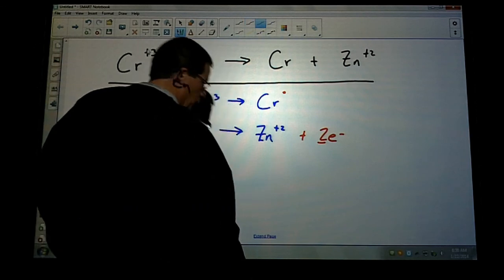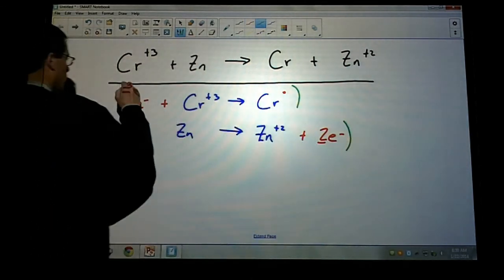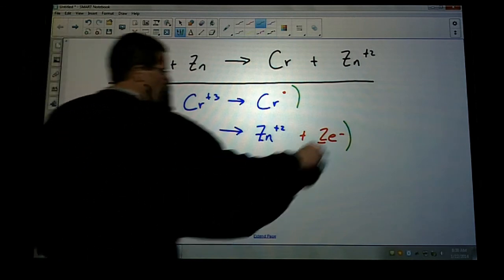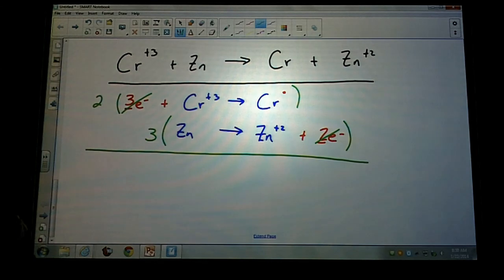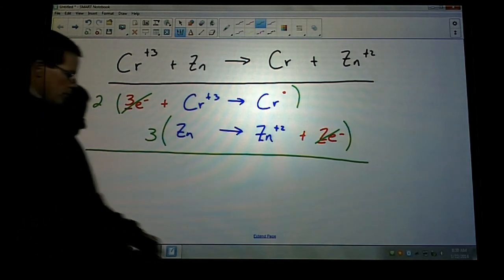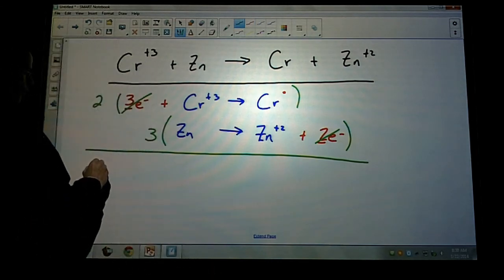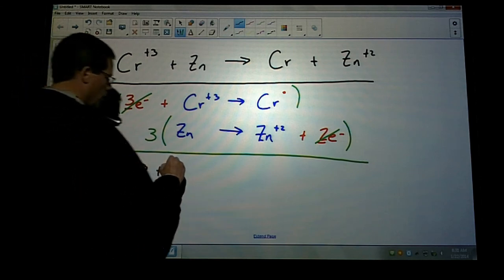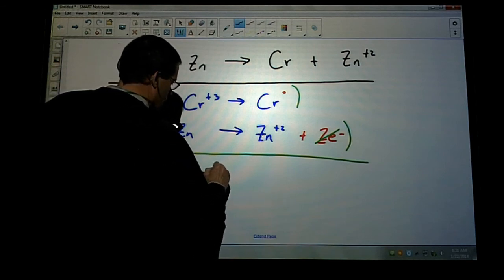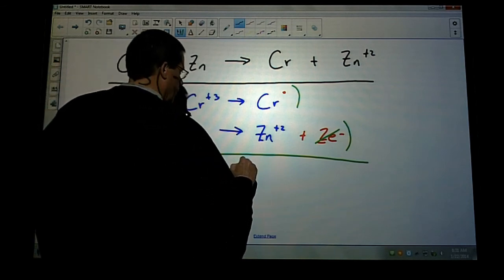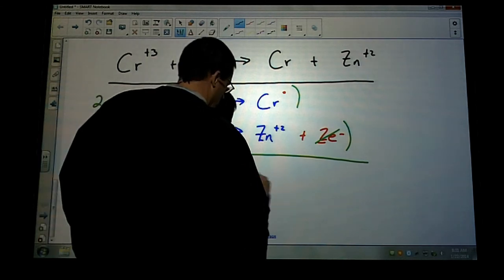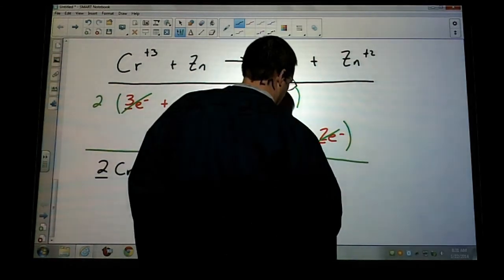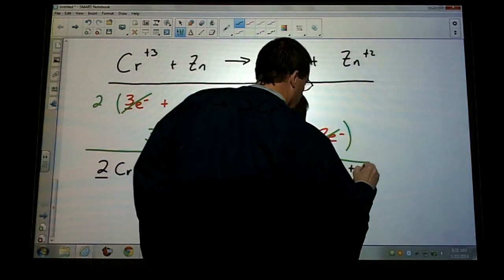Do we have the same number of electrons on both sides? Nope. So we need to multiply them up. So we're going to multiply the bottom by 3 and the top by 2. So the electrons are gone. And then, how would this look? 2 Cr plus 3, good, plus 3 zincs, no charge, plus 2 chromium, no charge, plus 3 zinc, plus 2. Okay.